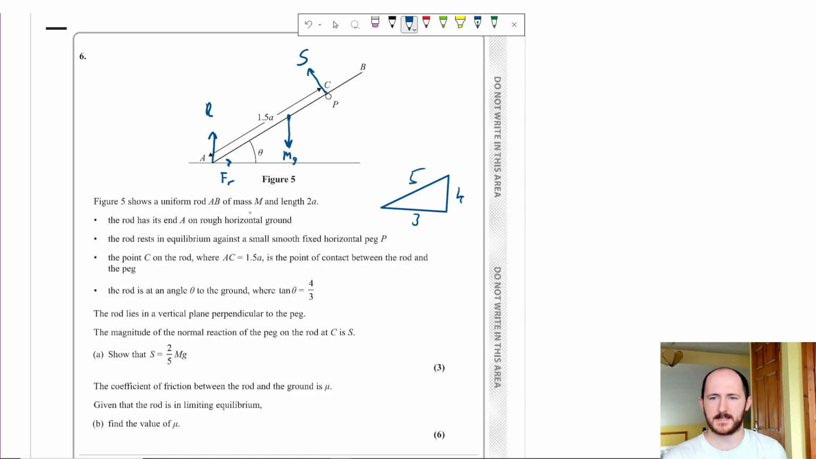So why do people dislike moments so much? It's because you can resolve in so many different ways. So I can resolve horizontally, vertically, parallel, perpendicular. I can also take moments about any point. So I can take moments about A, B, C, the weight in the middle, I can take moments about anywhere. So there's a lot of choice that you have. But my recommendation, as always, is when in doubt, just resolve everything. Do it in any way that you can find that you need to.